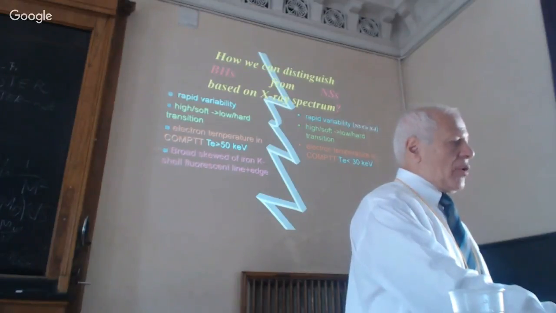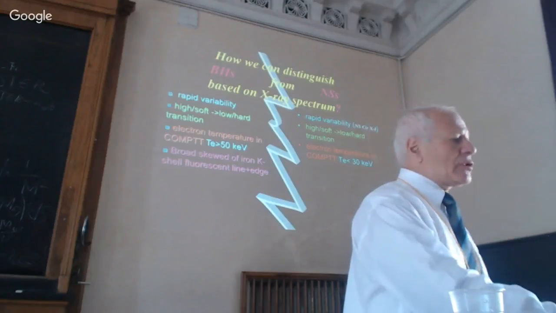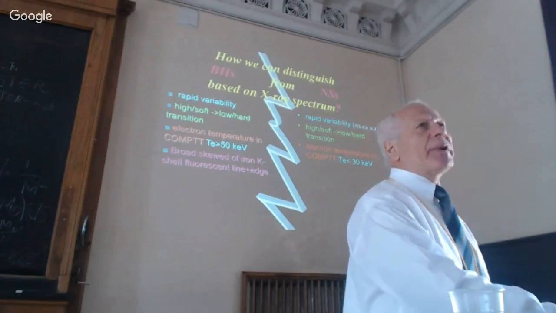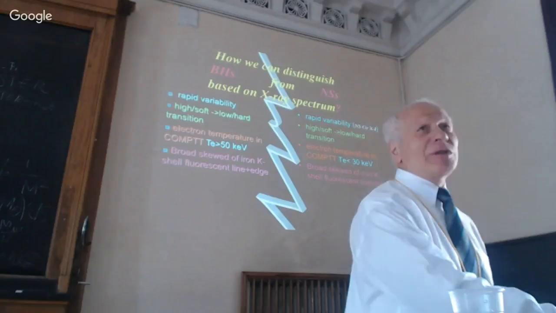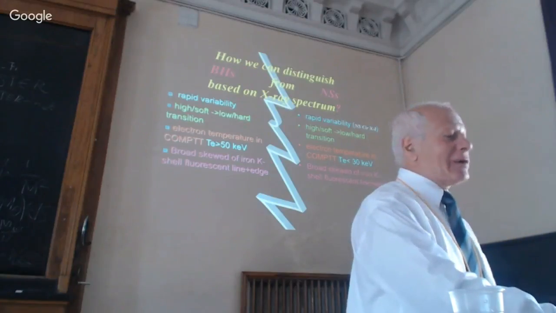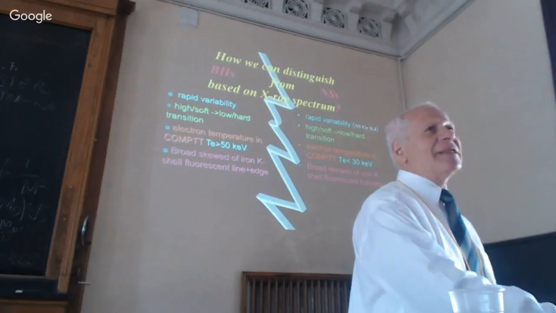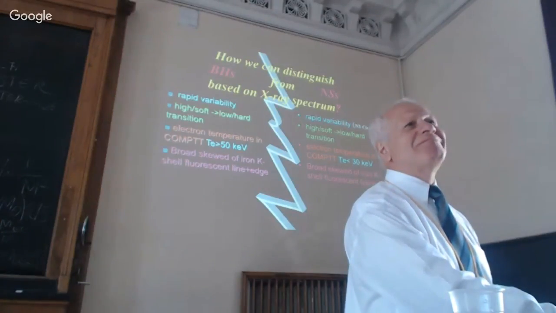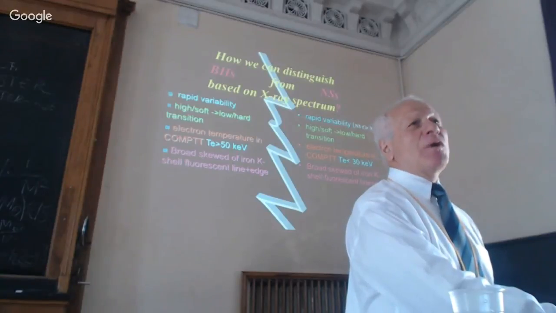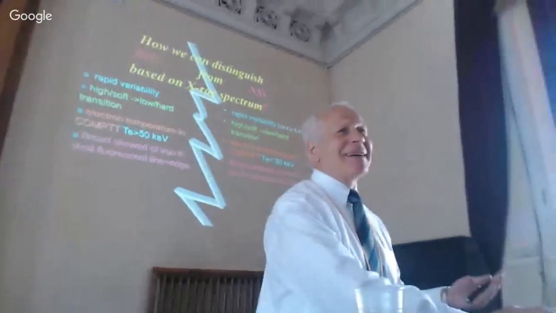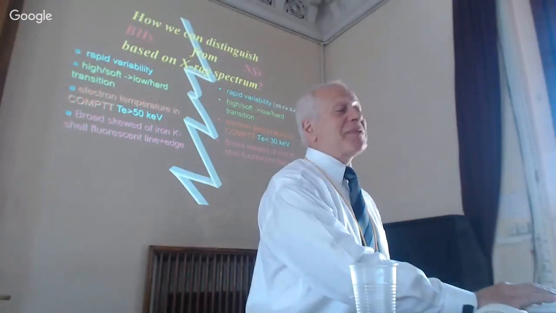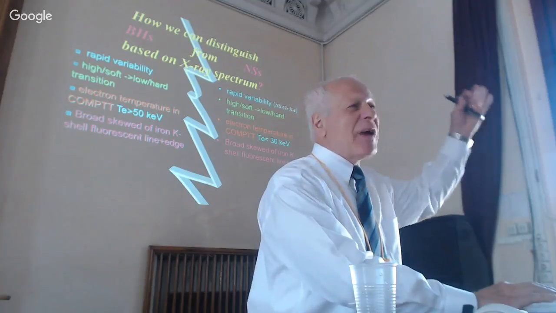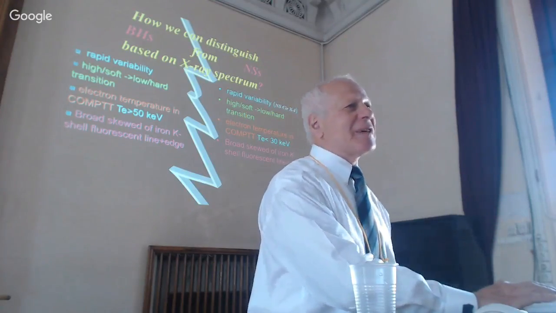So then the broad skewed iron line. People say the broad skewed iron line is produced very close to the horizon. But fortunately, or unfortunately for people who claim it, the same broad skewed iron line shape is observed for neutron stars. Even more, for white dwarfs, you see the same in cataclysmic variables. Maybe it's not so broad, but still there. So it means it's not a signature of black hole. The shape is the same. It means it's produced very far away, nothing to do with general relativity effects.